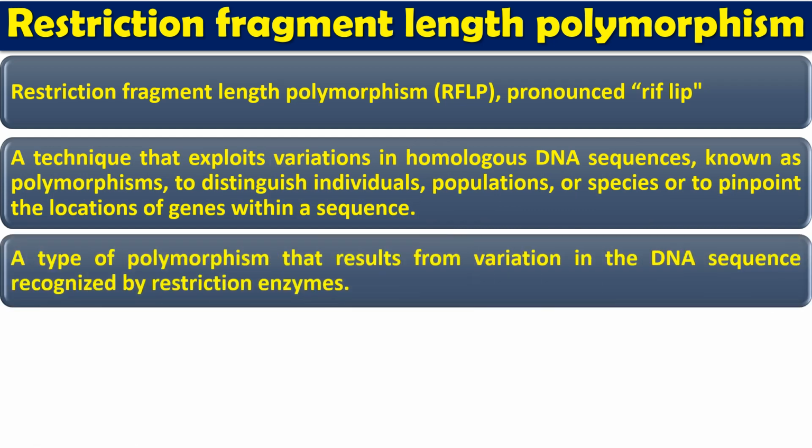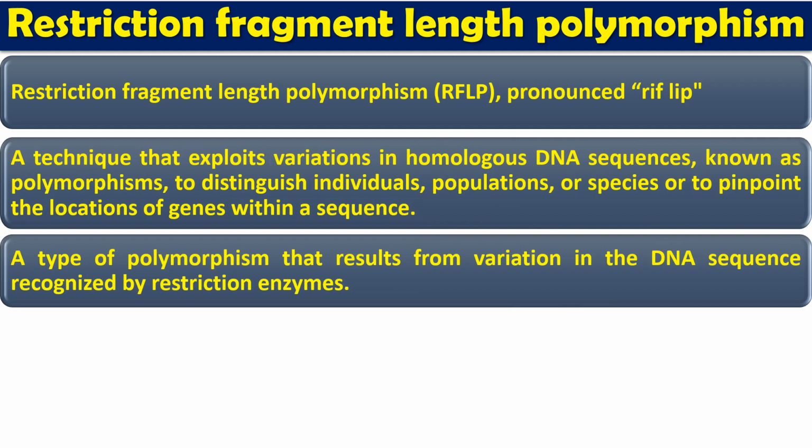So what is this polymorphism? It is a kind of variation in the DNA sequence which is normally recognized by restriction enzymes. Now what are restriction enzymes? Restriction enzymes are a kind of endonuclease which recognize DNA at a specific sequence and then cut the double-stranded DNA at both strands. Normally scientists have discovered these restriction enzymes from bacterial cells. They isolate them, like EcoR1, BamH1, HindIII. So we have different kinds of restriction endonucleases.